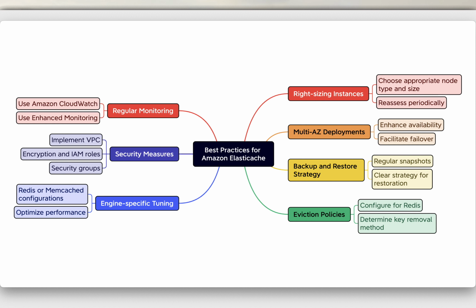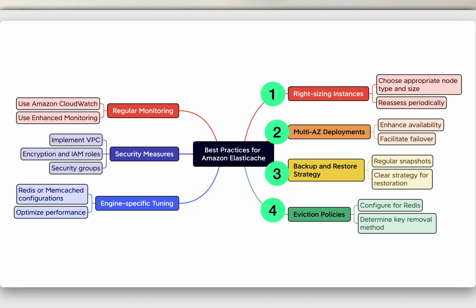Best practices for Amazon ElastiCache. 1. Right-sizing instances. Choose the appropriate node type and size based on your workload and requirements. Periodically reassess as demands evolve. 2. Multi-AZ deployments. Utilize multi-AZ deployments to enhance availability and facilitate failover in the event of node or AZ failures. 3. Backup and restore strategy. Regularly take snapshots of your cache data and define a clear strategy for backup and restoration.